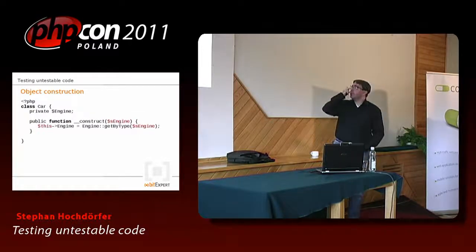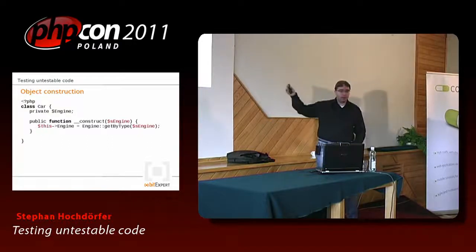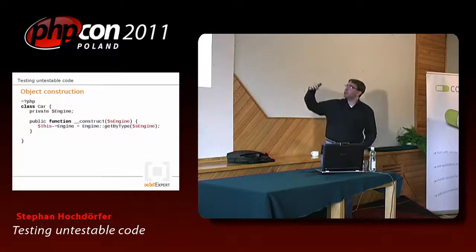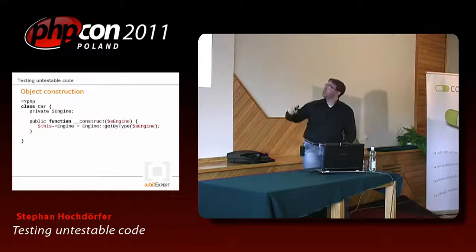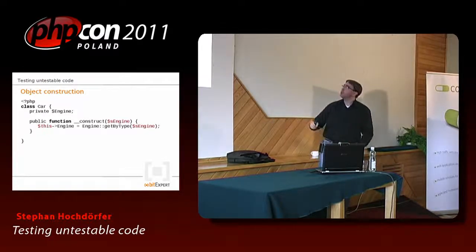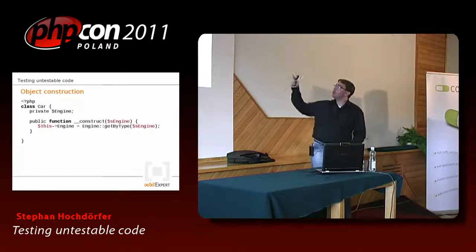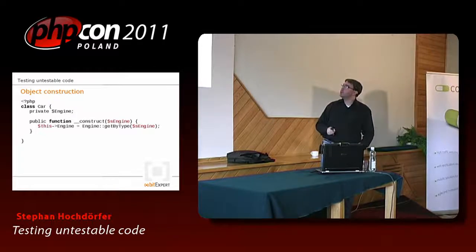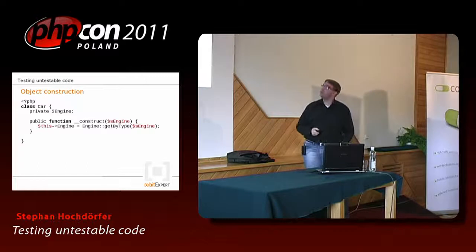Object construction. Take this example. We have a class Car. The class Car has a private member called engine. The constructor has a parameter. It's a string. It defines the engine object that would be created. We take that string, we pass it to a factory method, Engine::getByType. The returned value is assigned to the member variable.